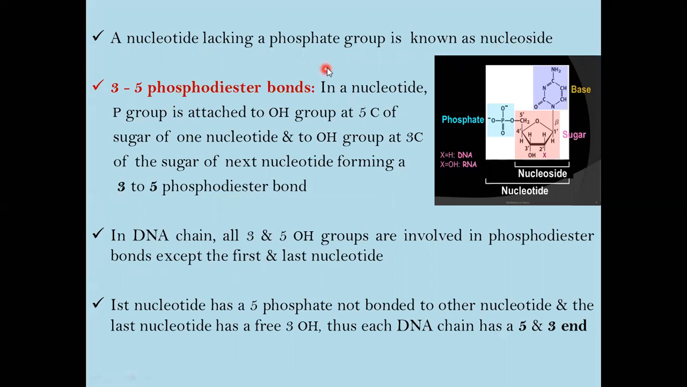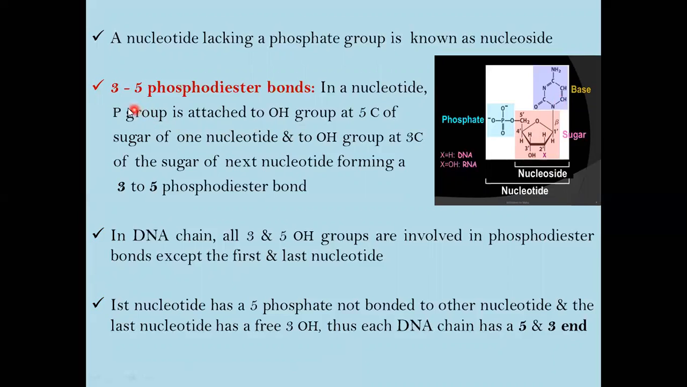So we discussed in the last slide that a nucleotide contains a nitrogenous base. This figure you can see here, this is a nucleotide. So it consists of phosphate, sugar, and nitrogenous base. And when phosphate is removed, it is known as nucleoside. So nucleoside only contains sugar and nitrogenous base.